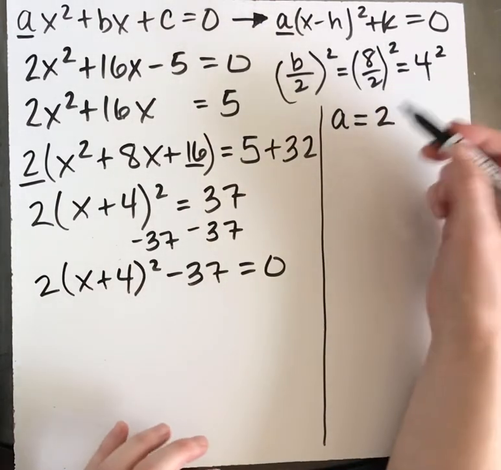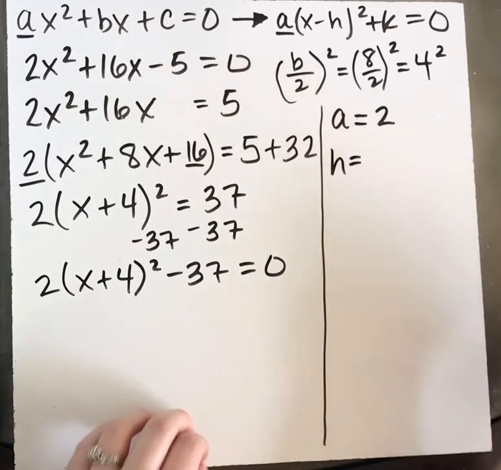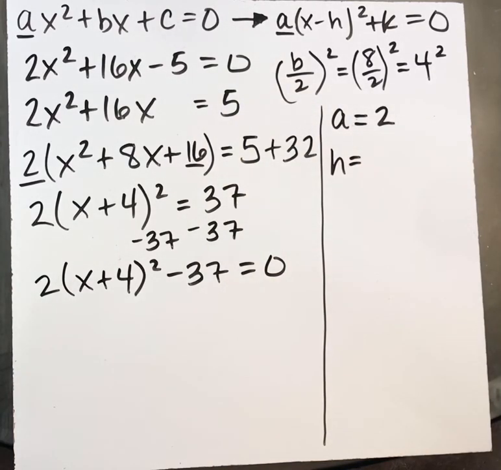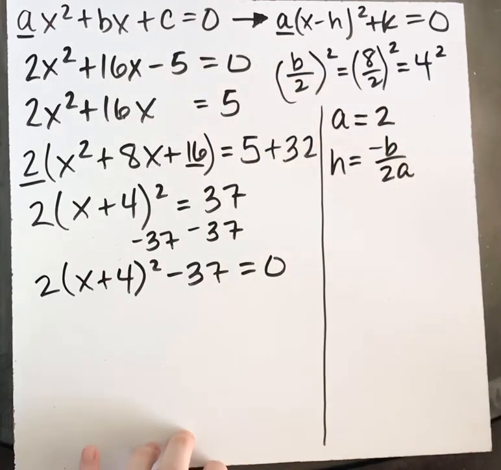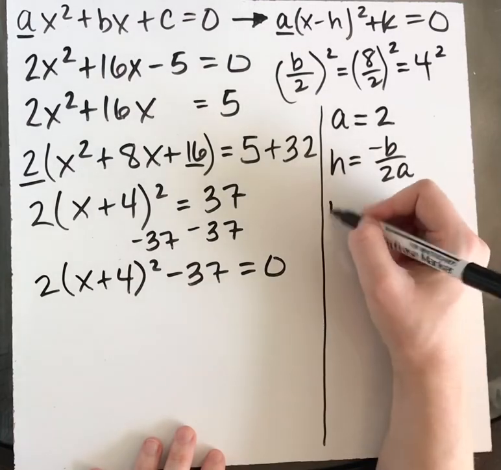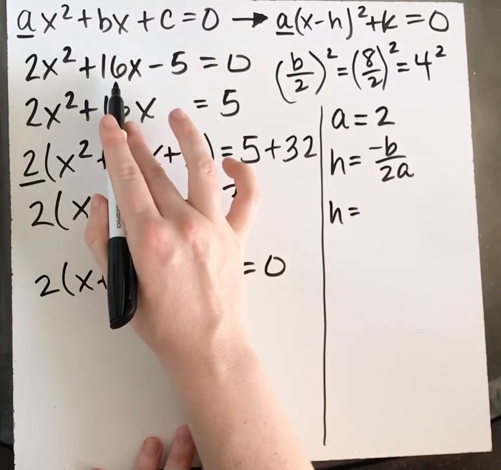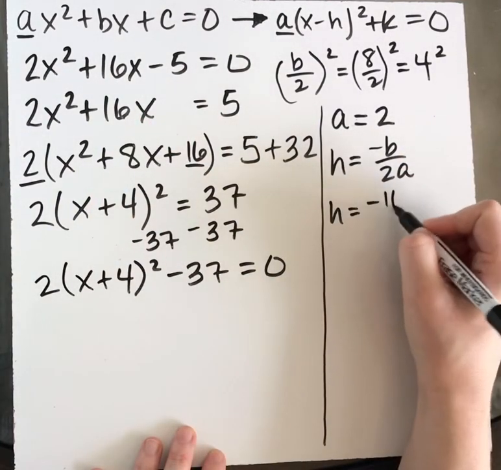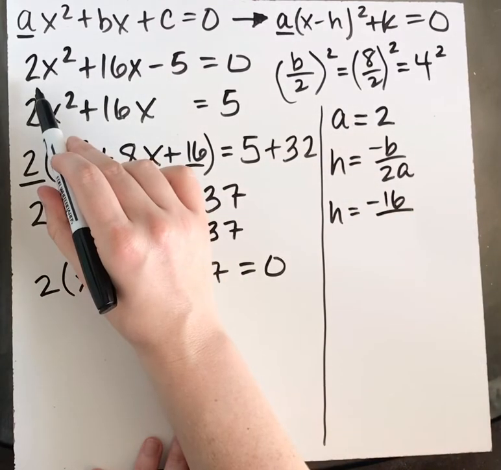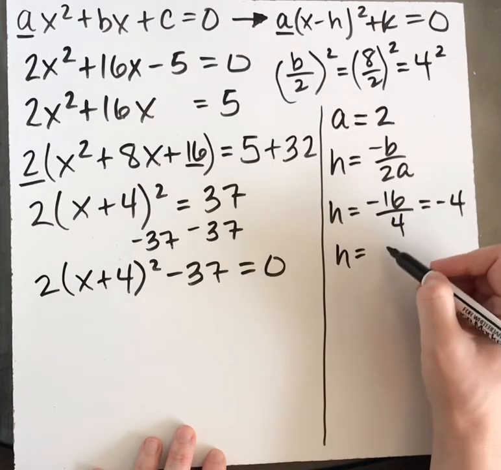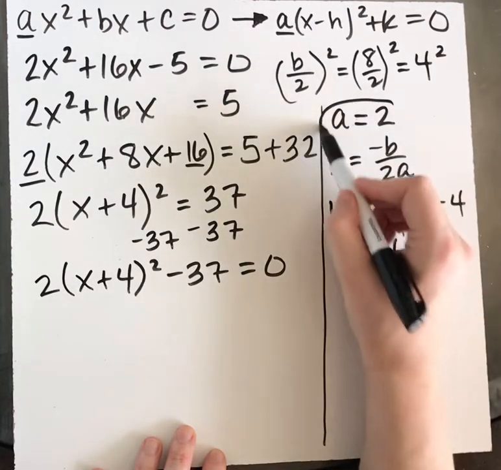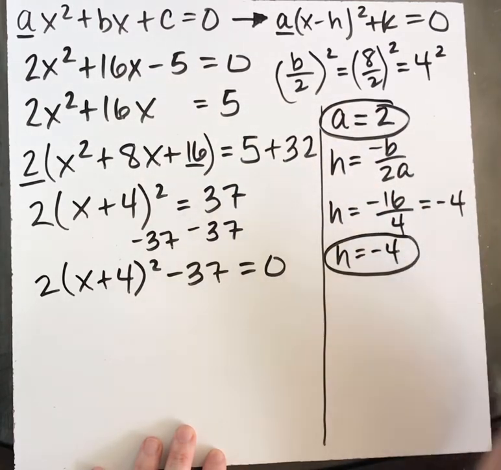To solve for our h, we're using the equation for the axis of symmetry for this quadratic, or the opposite of b over 2a, which we can get our a and our b from our standard form. So our h here, the opposite of b, would be negative 16 over 2 times a, or 2 times 2, 4. So we now have h equals negative 4. So we've got our a equals 2, our h equals negative 4.